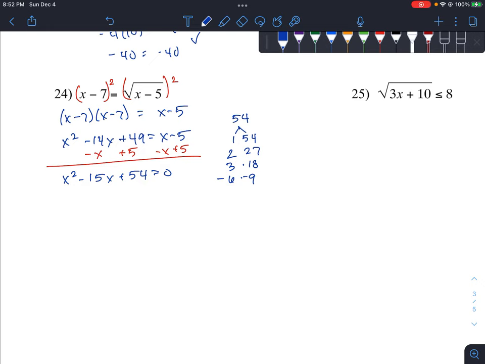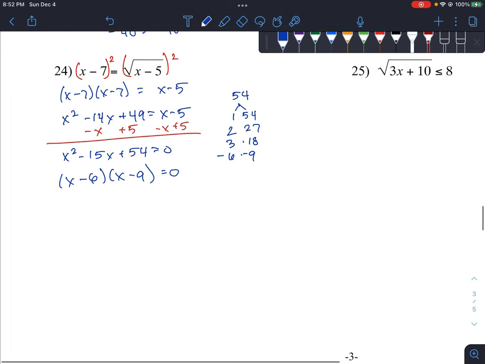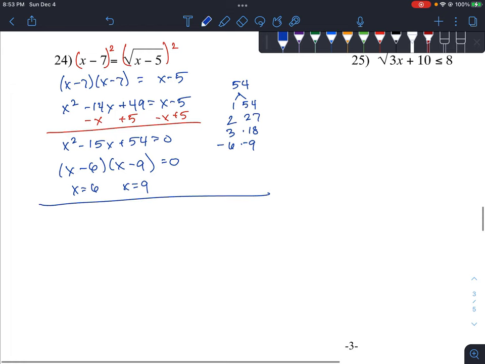That still is going to multiply to be positive 54, but it's also going to add to be negative 15, so x minus 6 and x minus 9. And then, so I know x is equal to 6 and x is equal to 9. And I'm going to check both of those to make sure that they work.